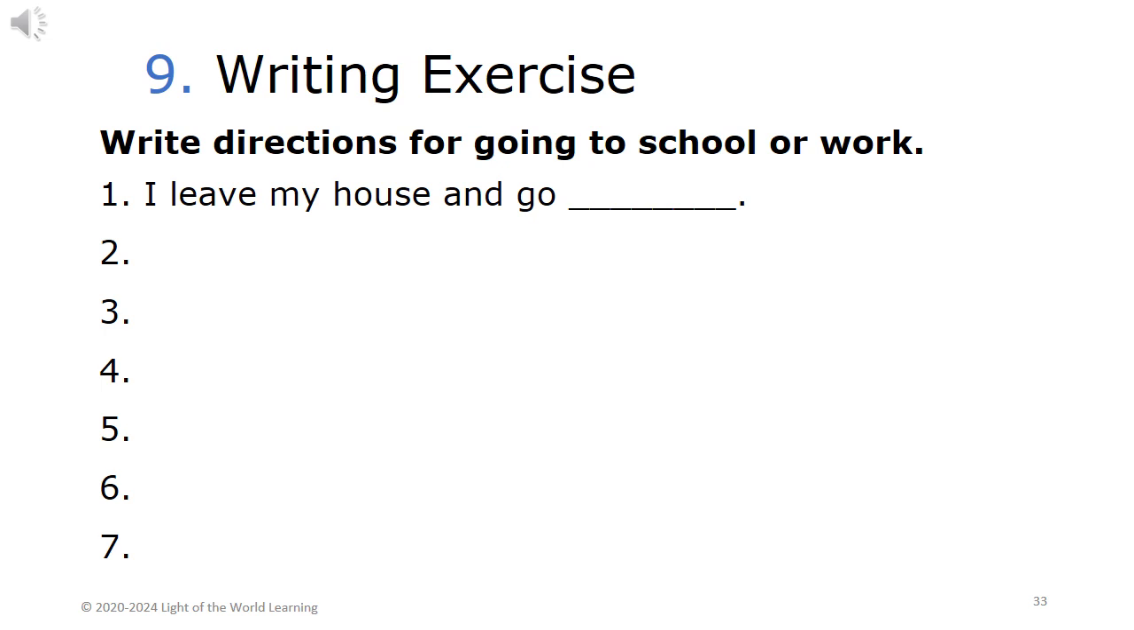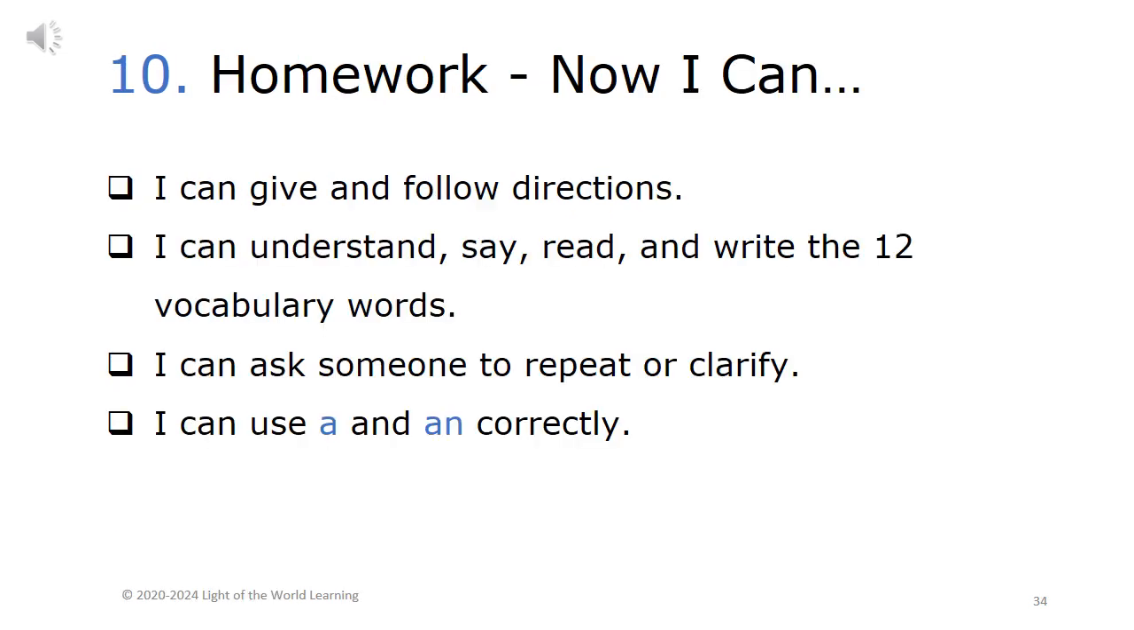9. Writing exercise. Write directions for going to school or work. For example, 1. I leave my house and go. 10. Homework. Now I can give and follow directions. I can understand, say, read, and write the 12 vocabulary words. I can ask someone to repeat or clarify. I can use a and an correctly.